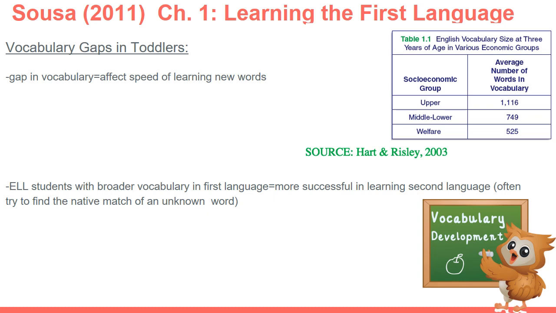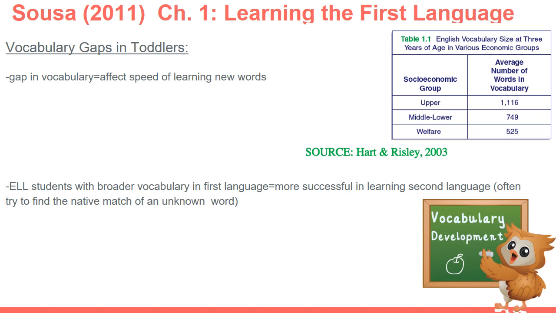They also did an interesting study looking at ELL students, the English language learner students. They found that the English language learner students with a much broader vocabulary in their first language were more successful in learning their second language. The reason why is because English language learners often try to match or correlate their understanding and transfer their understanding from their first language to their second language.